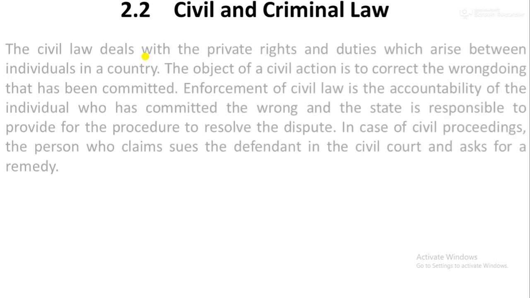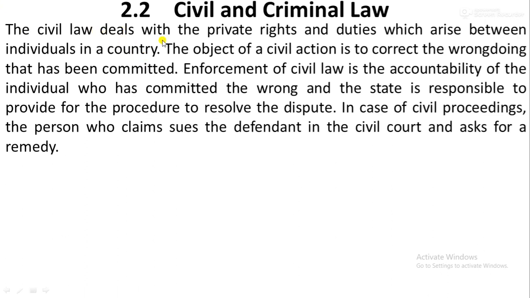In more detail, the civil law deals with private, meaning general people. The civil law deals with the private rights and duties which arise between the individuals in a country. So some rights and some duties arise between individuals. So civil law deals with grievances, or conflicts between individuals only. So it is only related to private rights and private duties.